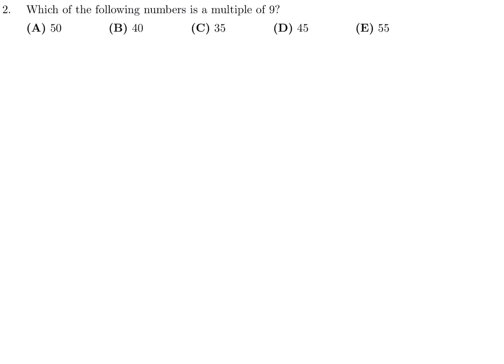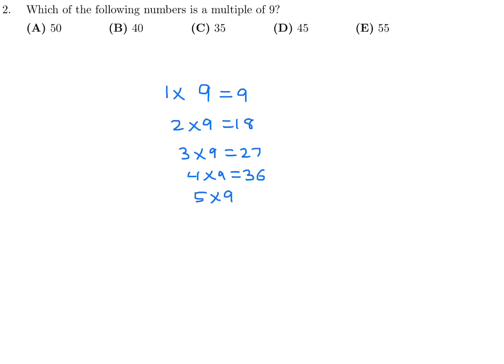Which of the following numbers is a multiple of 9? Let's list the multiples of 9. 1 times 9 is 9. 2 times 9 is 18. 3 times 9 is 27. 4 times 9 is 36. 5 times 9 is 45. And I'll do one more: 6 times 9, which I believe is 54.